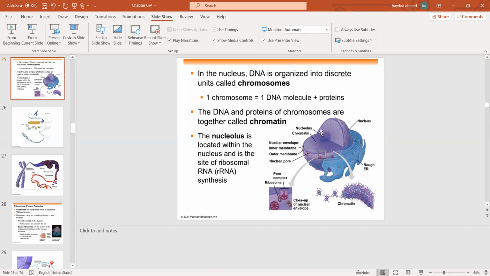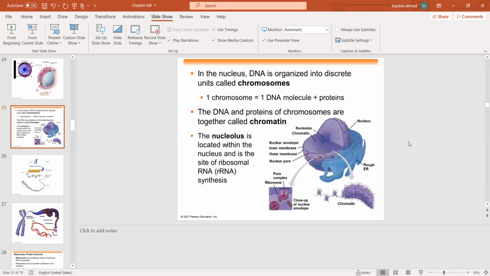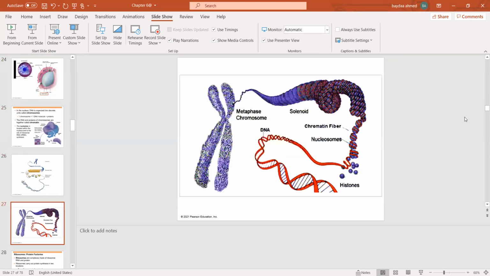Okay, so remember that the nucleus is composed of the nuclear envelope with its pore system. We have a nucleolus. We have the genetic information in the form of DNA or chromatin. DNA with the proteins forms the chromatin, and the chromatin forms chromosomes during division. Only during division can we see the chromosome in this form.